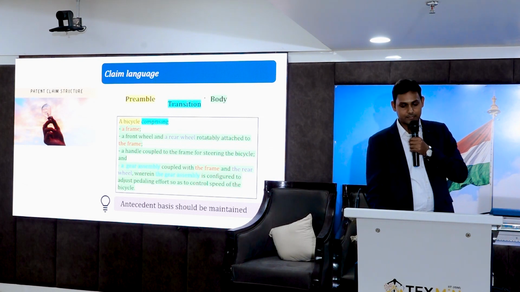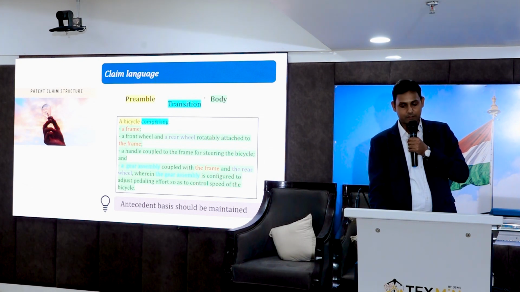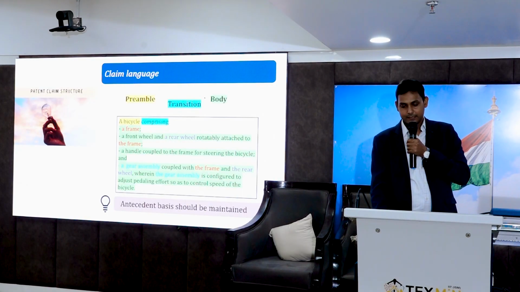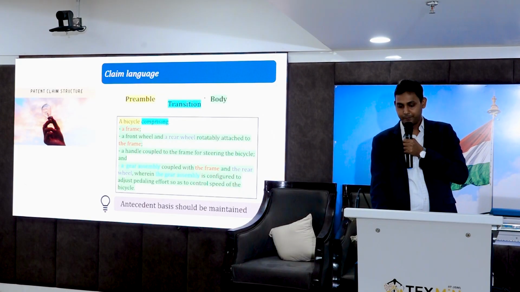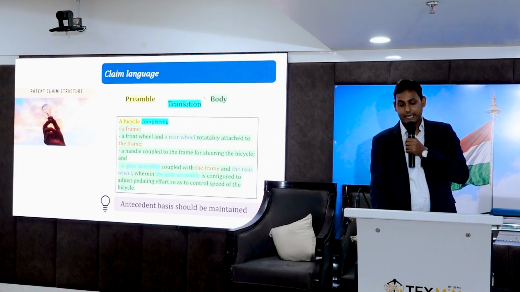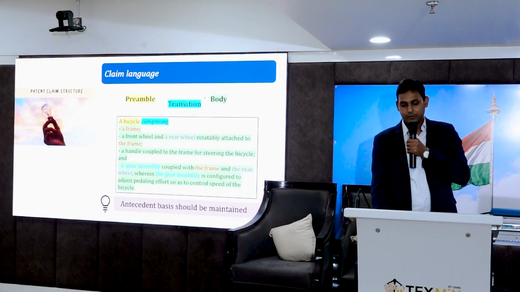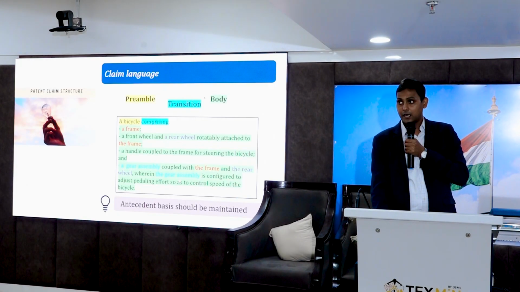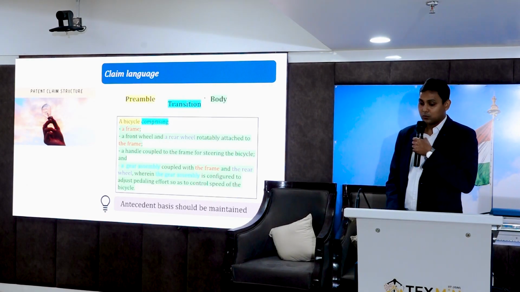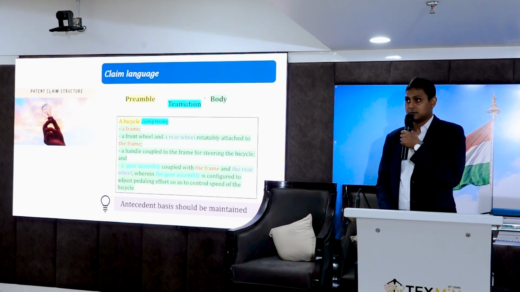Okay, so see here basically the frame, again when I'm writing that frame in the third or fourth line, again I have used the frame. Okay, so see here is a rear wheel, then I have used the rear wheel. Okay, and see the gear assembly. For the first time I have used a gear assembly, but for the second time I have used the gear assembly. Now here another thing, the wording should be consistent.